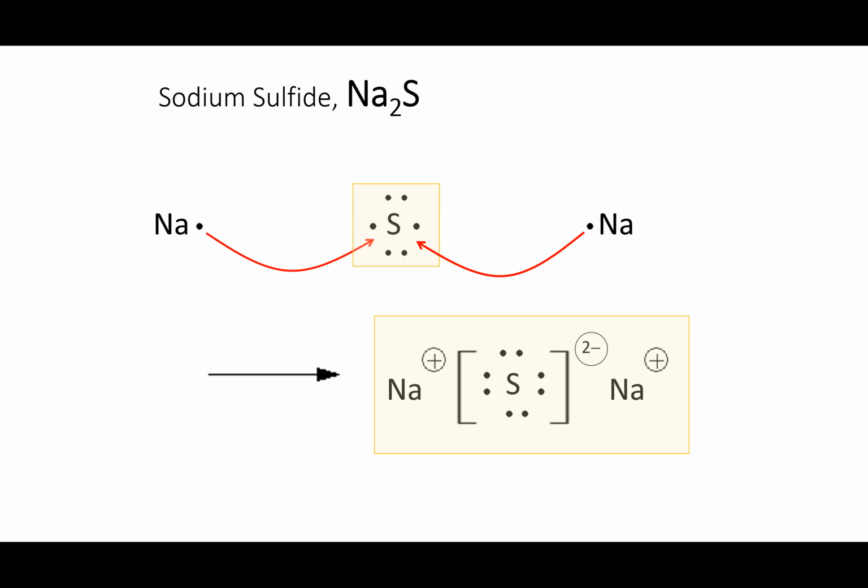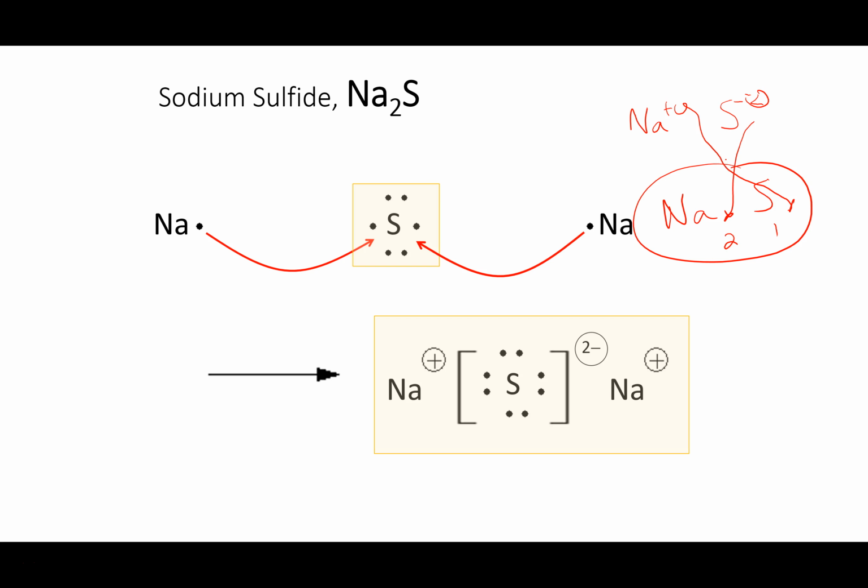So I have an example here. I mentioned crisscross, so this is what I mean. Sodium is a 1A, so we'll put a +1. Sulfur is a 6A, so we'll put a -2. And what I mean to say is the number of sodiums I need is 2, and the number of sulfurs I need is 1.